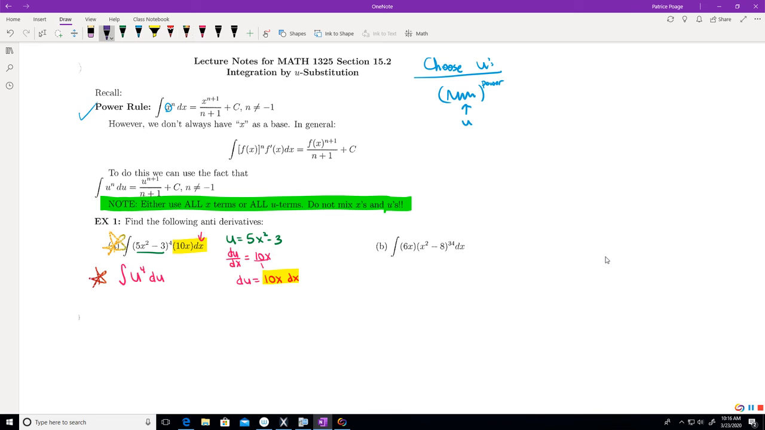So I'm going to integrate this problem with respect to u. I have u to the 4th, which becomes u to the 5th divided by 5 plus c, which is 1/5 u to the 5th plus c. At the very end, you've got to replace your u. So I'm going to have 1/5, and I replace my u with what it equaled: 5x squared minus 3, to the 5th, plus c.